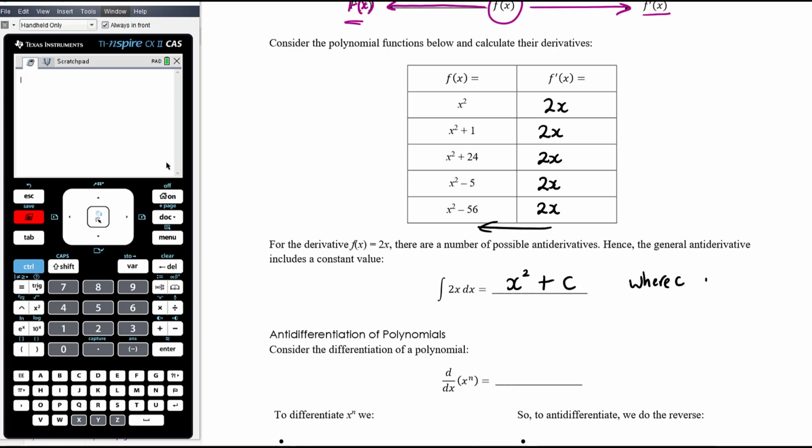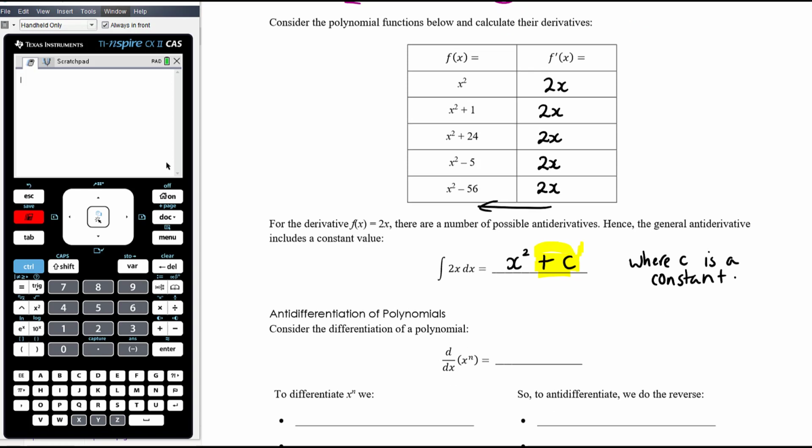Where c is a constant. So it could be any real number. Fraction, decimal, positive, negative, we don't know how big it is. So we don't usually write this, but we must always write plus c when we find an antiderivative. We'll talk more about situations where we don't need to worry about the plus c, and there's a few situations down the track. But for now, every time we antidifferentiate, we must always include a plus c.